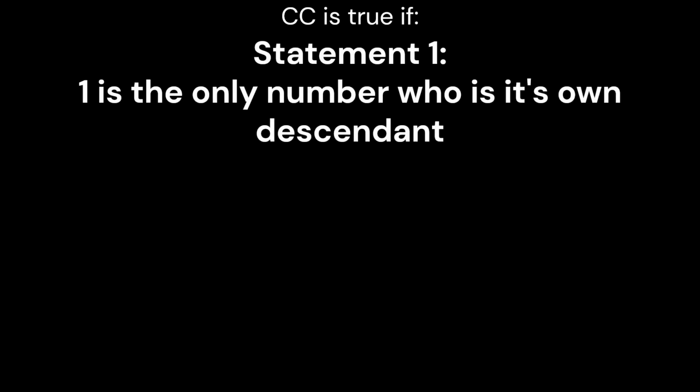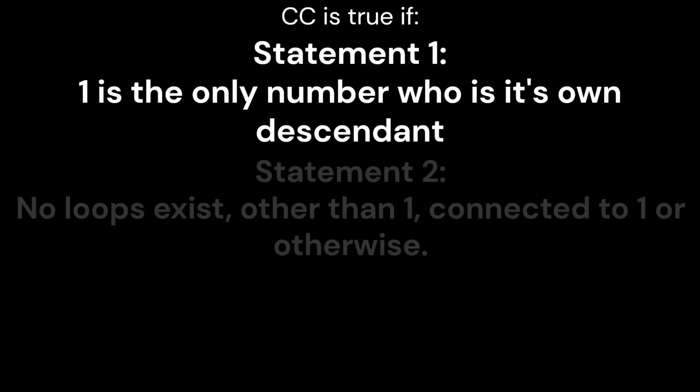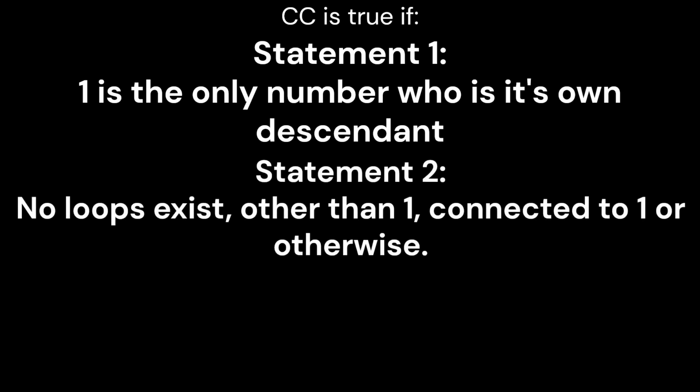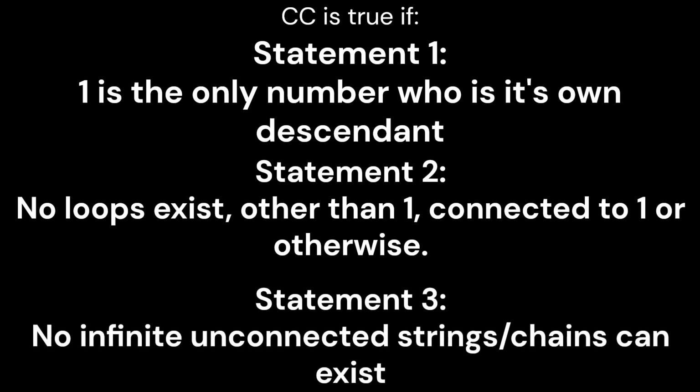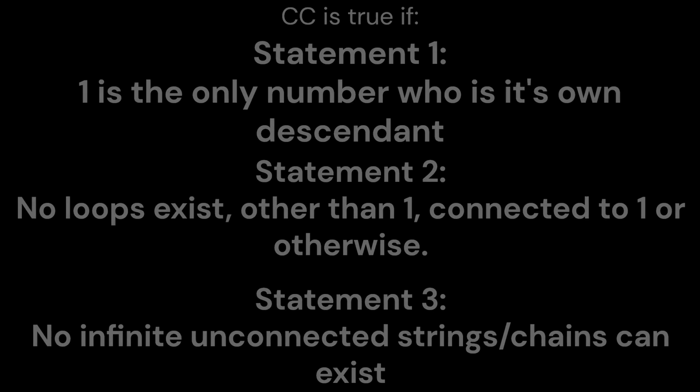Statement 1 is that 1 is the only number who is its own descendant. Statement 2, no loops exist, connected or unconnected. Statement 3, no infinite unconnected strings exist, which I will be calling chains. For the sake of clarity, connected means being an ancestor of 1, and unconnected being not an ancestor of 1.